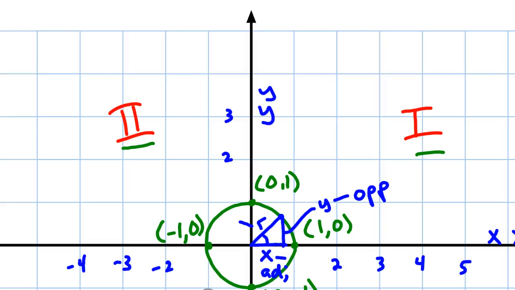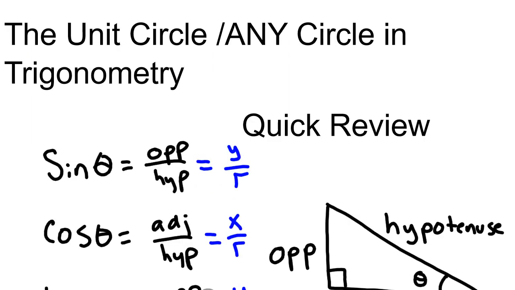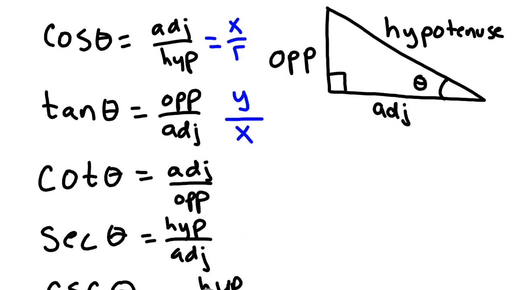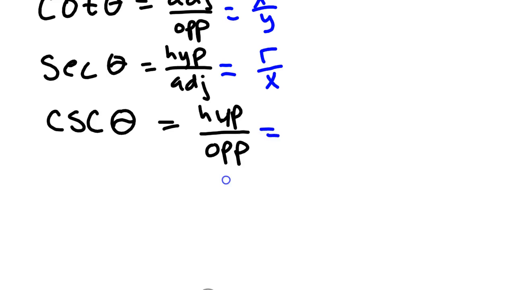And you can see that here. So opposite is y, adjacent is x. R is your hypotenuse. And you can go through and finish this whole set. Cotangent's the reciprocal of tangent, so it's x over y. Secant is the reciprocal of cosine, so it's r over x. And the last one, cosecant's the reciprocal of sine, so it's r over y, your radius over your y value of your circle.